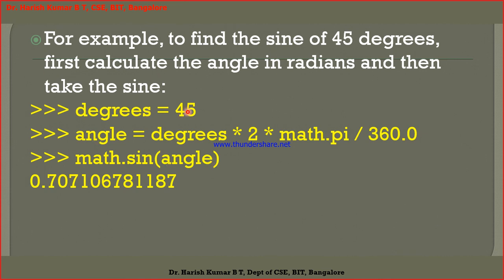So this is what we are doing now. See, this is the degree 45. I'm converting degrees into radians by multiplying by 2 pi divided by 360, and now I'm passing this angle as the argument to sine. So sine of 45, and I'm getting this.